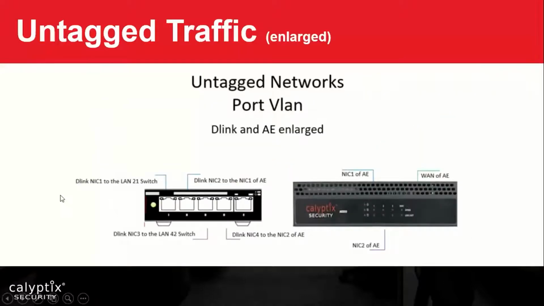So if we wanted to enlarge it, you'll see, and I have this basically in the slides so that when you get the slide deck and you want to review, this is how I set up the Calyptix and how I set up the switch itself. So I had a NIC 1 here going from the 21 network. NIC 2 is going out to the AE. 3 is the 42 network and going out to NIC 2 on the Calyptix device itself.